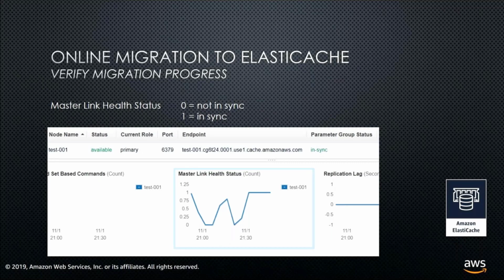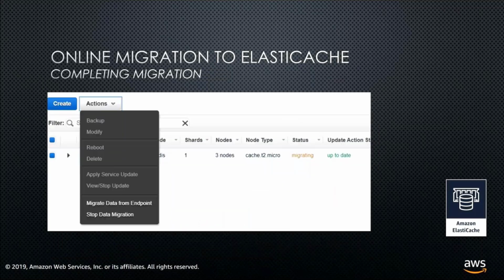Once the migration has started, verify the Redis master link health status on your console, or master_link_status in the info command on the ElastiCache primary node. You should also verify the replication status using the Redis info command before cutting over to ElastiCache. Once you're ready to cut over to ElastiCache, you can call the Complete Migration API or click on Stop Data Migration from the console.